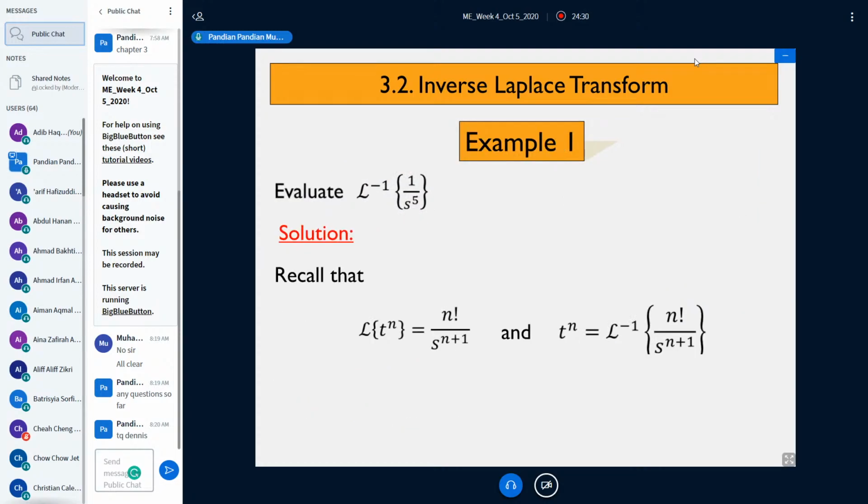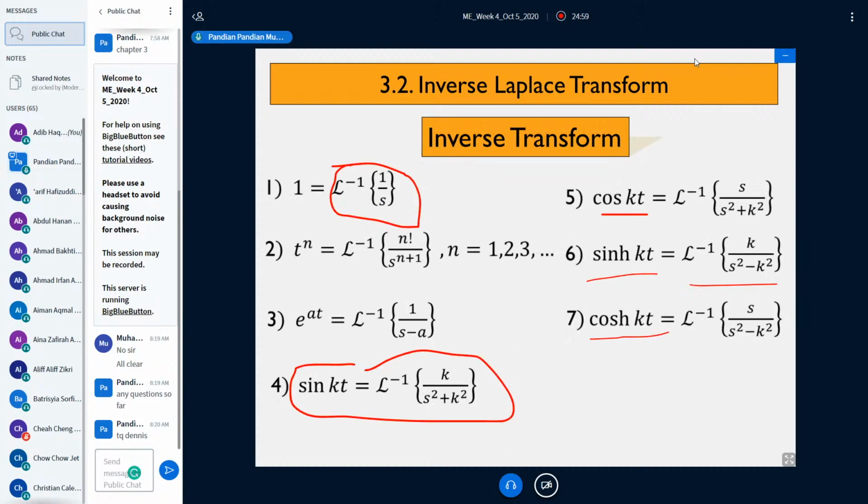Okay, so how do we find inverse Laplace? For example, the inverse Laplace of 1 over s power 5. Now we want to find the inverse of 1 over s power 5. You see in the previous slide, it is equation number 1. You must use this one.